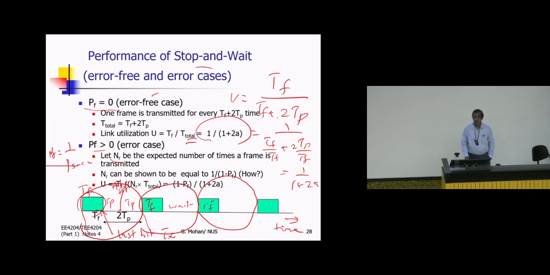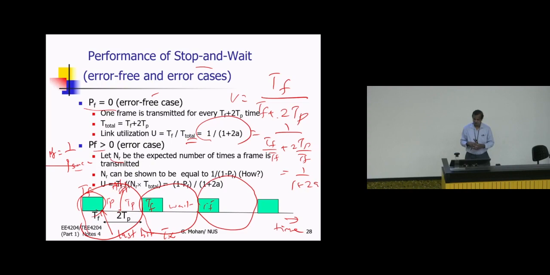If P success is 1, that means if there is no error, every frame will be transmitted only once. But if P success is less than 1, on an average, a frame is transmitted more than once. So how do you find this average? Let's say you take 100 frames. Maybe 95 frames are transmitted once, right? One frame might have been transmitted twice. One frame might have been transmitted thrice. So you can easily calculate the mean number, or expected number, of times a frame is transmitted.